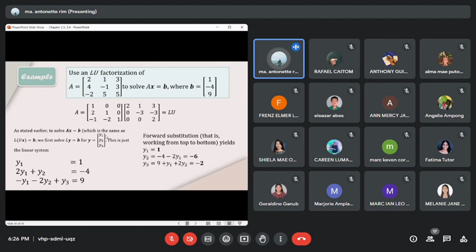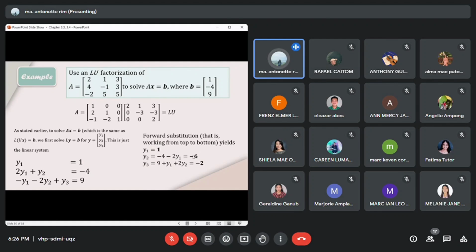So to find y sub 1, y sub 2, y sub 3, we perform the forward substitution. That is working from top to bottom. So this yields y sub 1 is equals to 1. Then we substitute the value of y sub 1 to find y sub 2. So y sub 2 is equals to negative 4. Atong i-transpose ang 2 y sub 1, so nahimo siyang negative 2y sub 1. So negative 4 minus 2 times y sub 1 nga 1. So negative 4 minus 2 is negative 6.